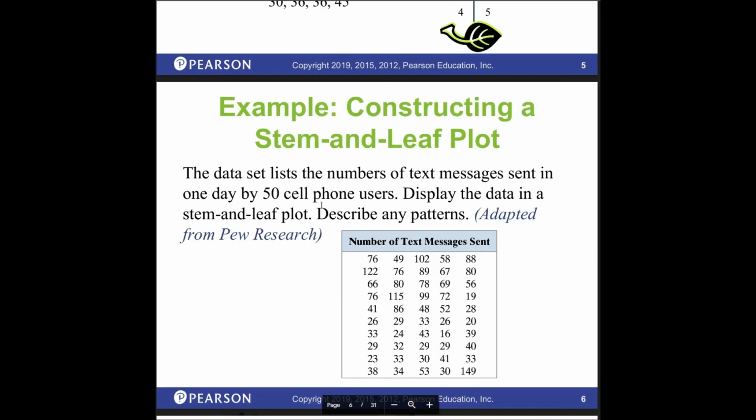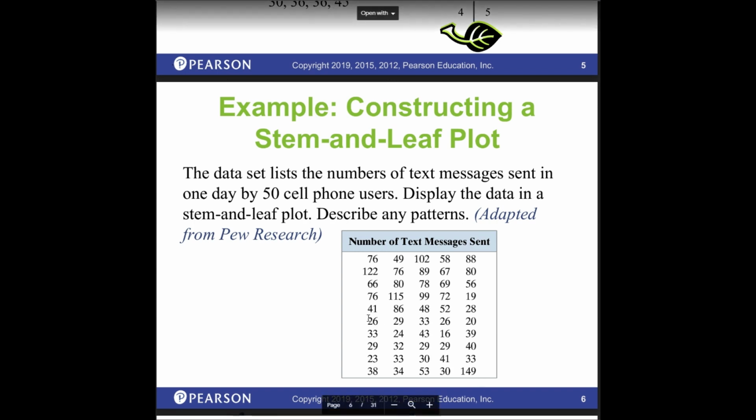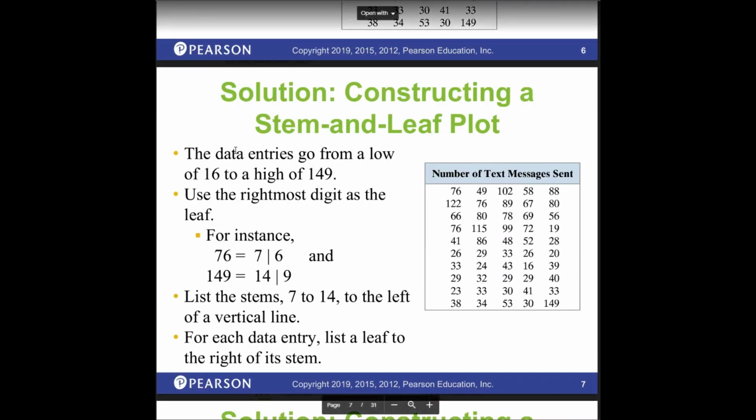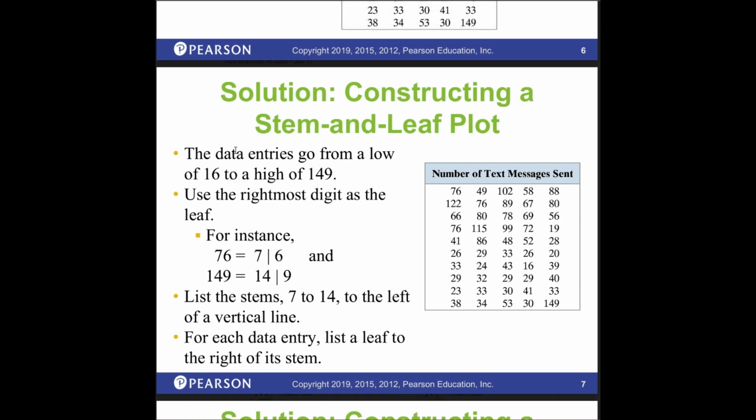Here's an example of constructing a stem and leaf plot. We have a data set that lists the numbers of text messages sent in one day by 50 cell phone users. We have to display the data in a stem and leaf plot and describe any patterns. Here are the numbers of messages sent. The data entries go from a low of 16 to a high of 149, and we use the rightmost digit as the leaf. For instance, 76 would have stem 7 and leaf 6, and for 149, 14 would be the stem and 9 would be the leaf.